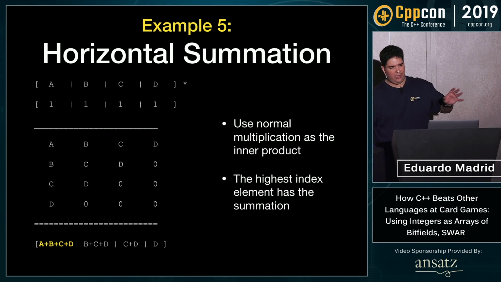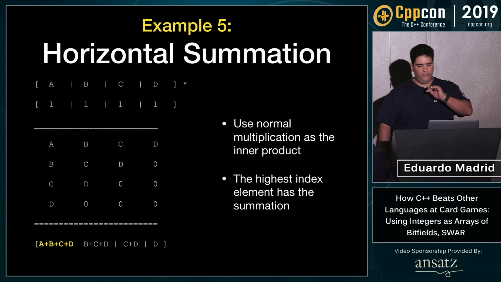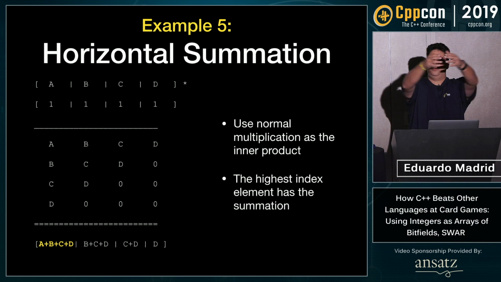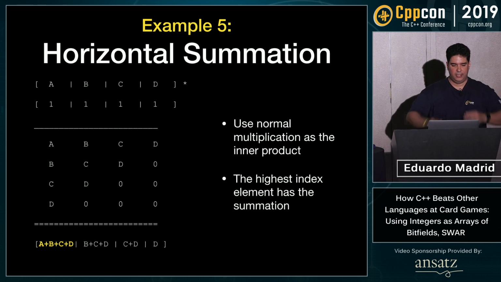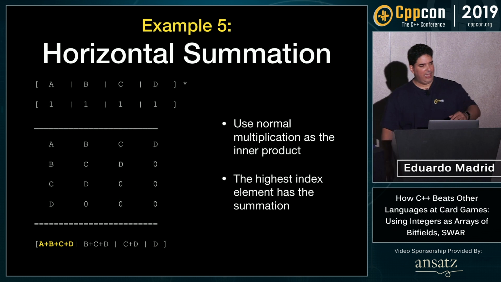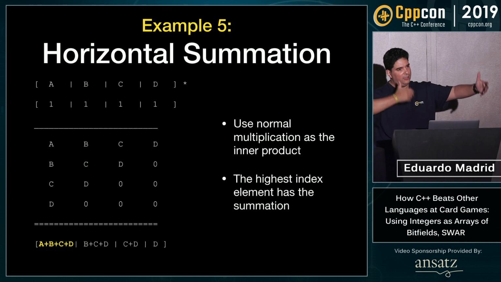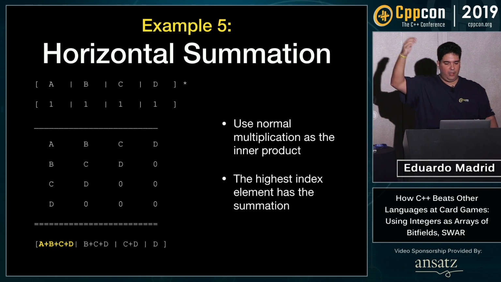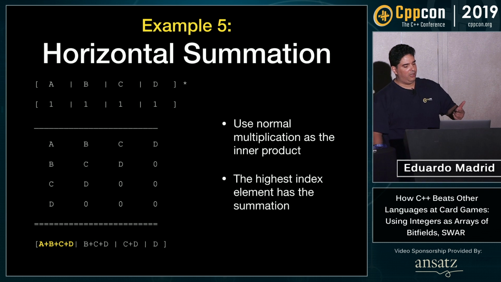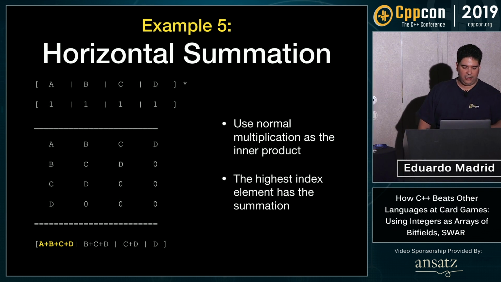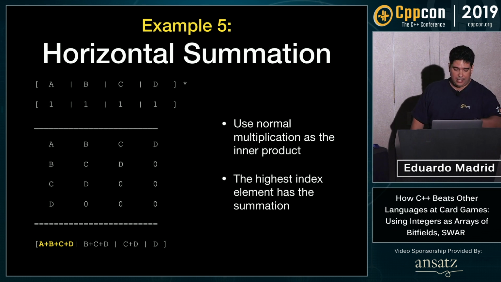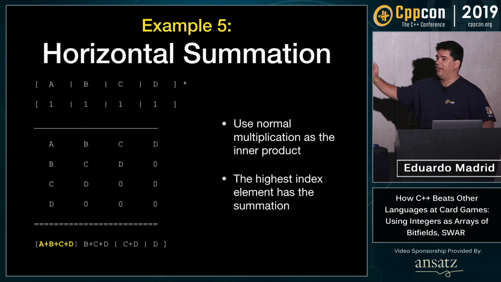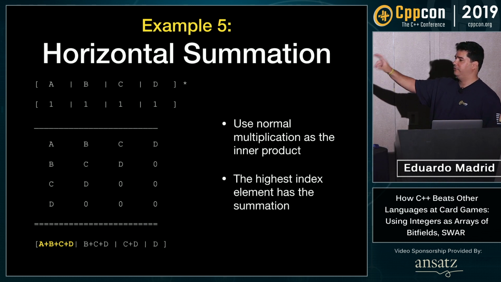Another example. We have 4 minutes remaining, and we're very close to finishing the presentation. Horizontal summation. How are we going to sum all of the elements in a SWAR register? We multiply by a vector that is seen as the numeric base that we're talking about, a vector filled with 1s. If we use the normal multiplication algorithm, we should get the intermediate products that I drew in my ASCII diagram. And guess what? In the most significant element, we're going to get the summation.